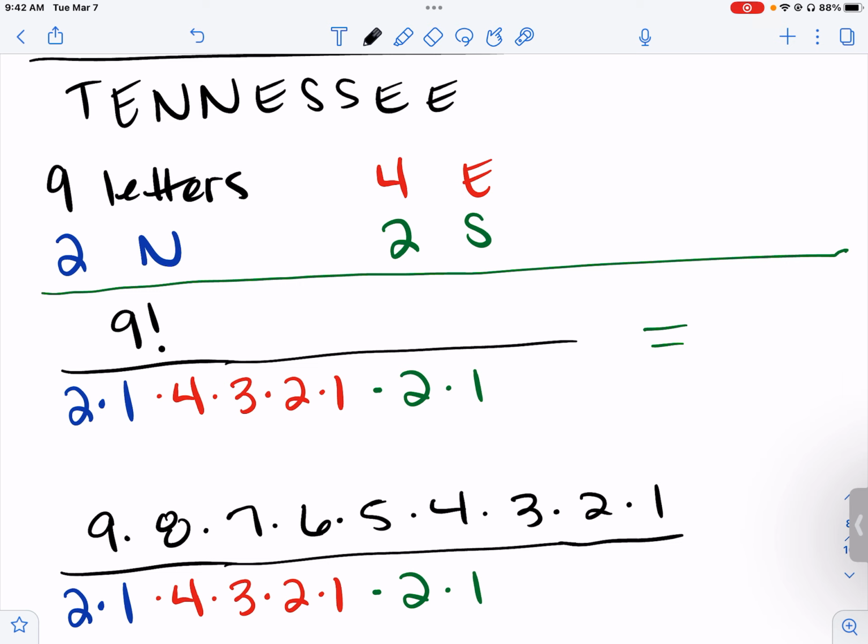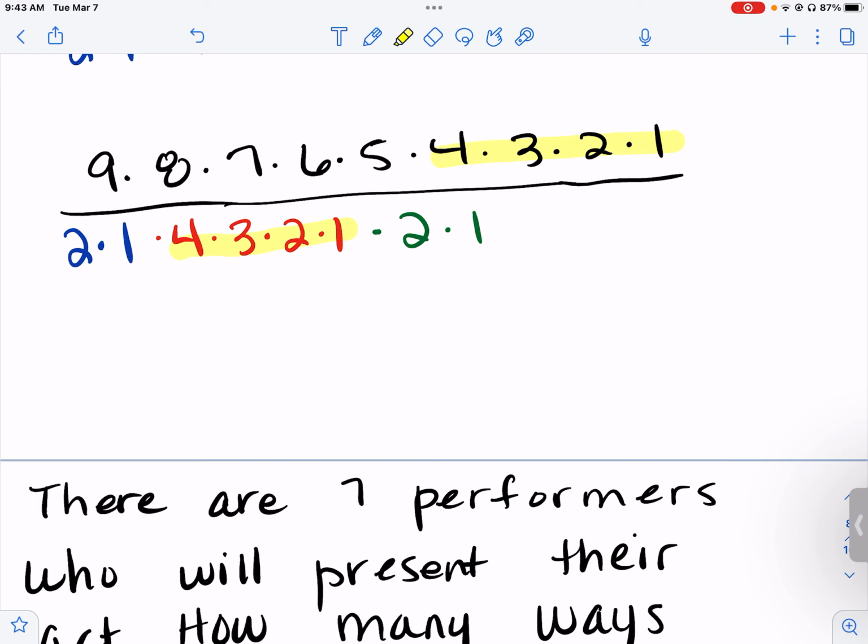Okay. Now, what can we cancel here? The biggest number on bottom is 4 through 1, so let's cancel 4 through 1. Okay, so what do we have on top? 9 times 8 times 7 times 6 times 5, so we have 15,120 on top. What do we have on bottom? 2 times 1 times 2 times 1 would be 4. 15,120 divided by 4 is 3,780.